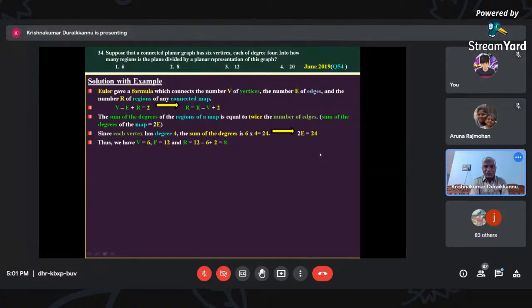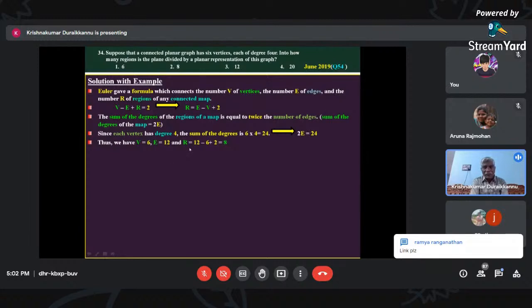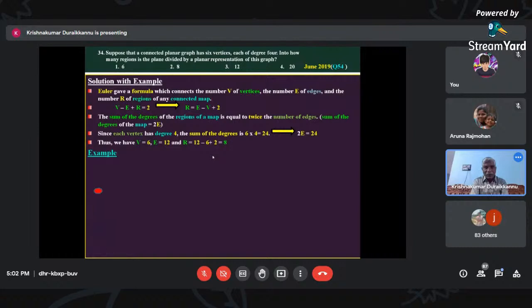Thus we have B equal to 6, then E equal to 12. That means E equal to 24 by 12. And R equal to, we can apply the formula R equal to E minus V plus 2, 12 minus 6 plus 2, we can get 8. So 8 is the answer, which is option 2.